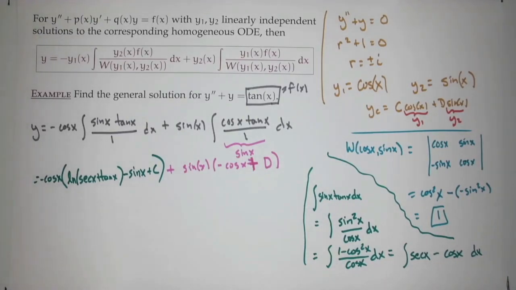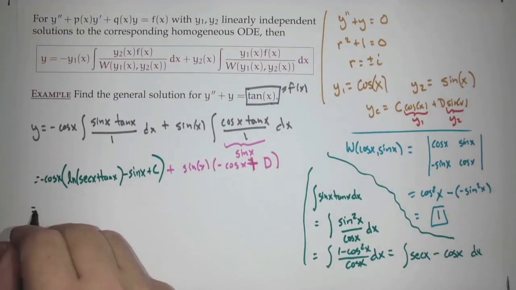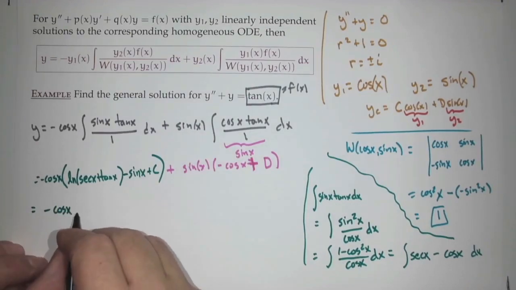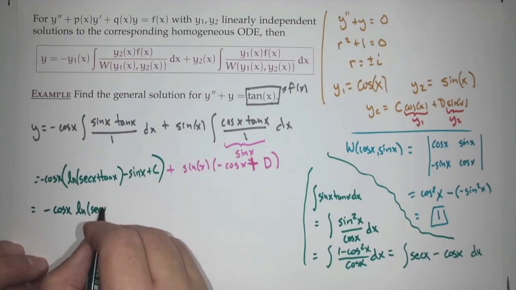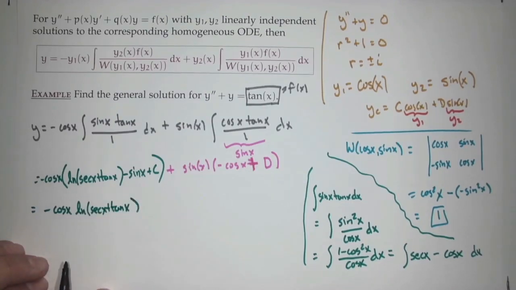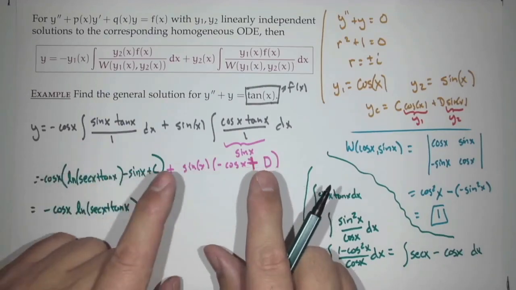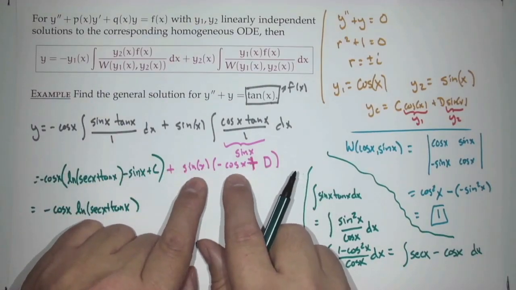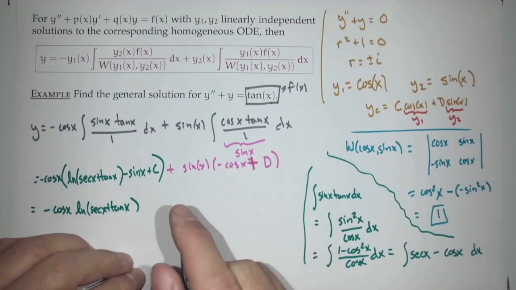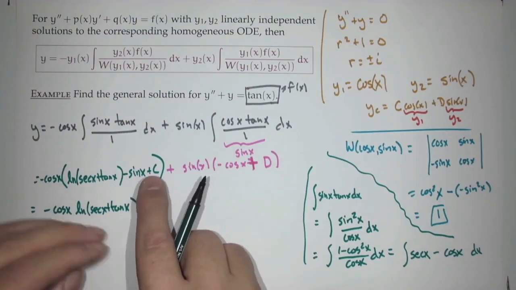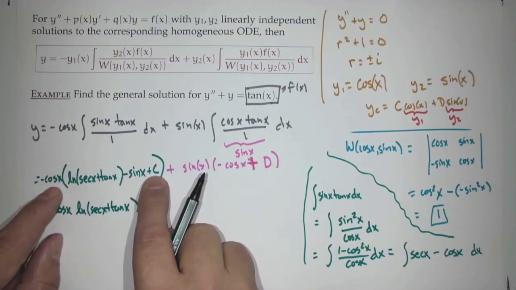Well, let's clean it up a little bit. So you can say, okay, so there's the minus cosine of x times the natural log secant x plus tangent of x. All right, we have that. Then we have minus cosine x times minus sine x. What does that become? Cosine x sine x. What do we have over here? Minus cosine x sine x. So what happens? They cancel out.